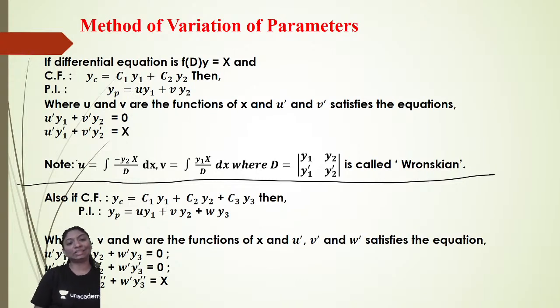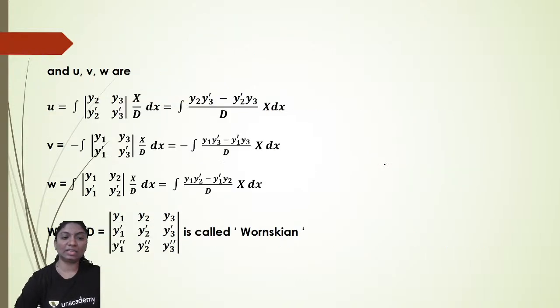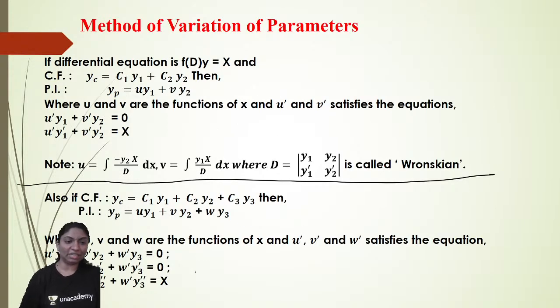Now, if the order of the differential equation is 3, then yc, the complementary function, is equal to c1y1 plus c2y2 plus c3y3, then yp is equal to uy1 plus vy2 plus wy3, and we will see how to calculate u, v and w. These u, v, w satisfy these three equations also. Here the right side is 0, not X; it's a printing mistake, here it must be 0.